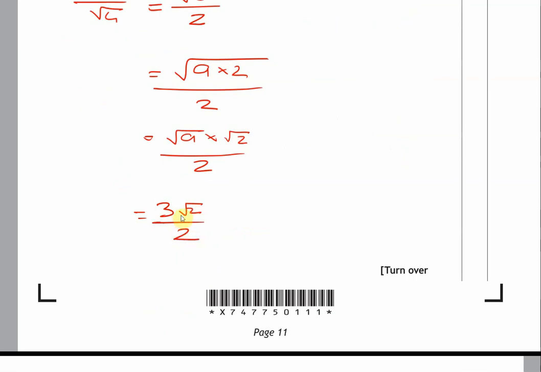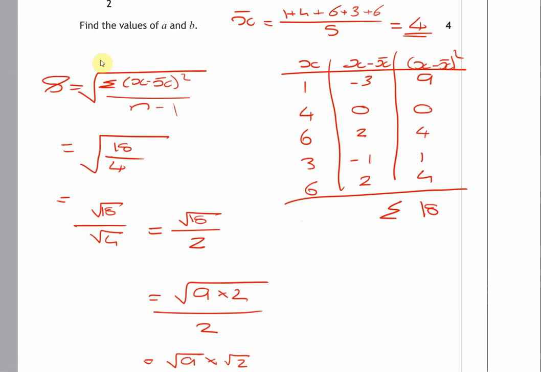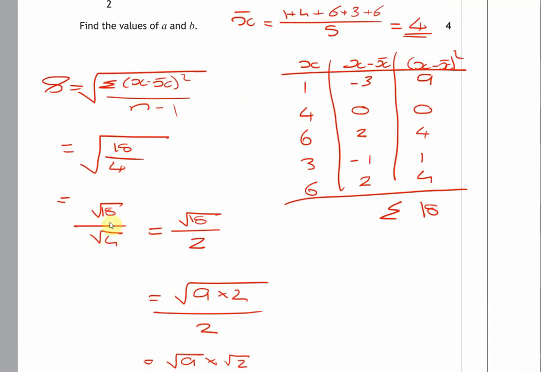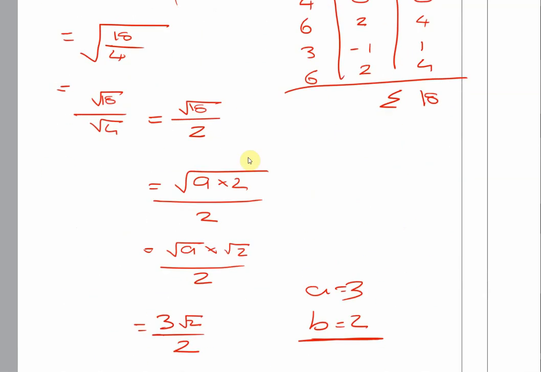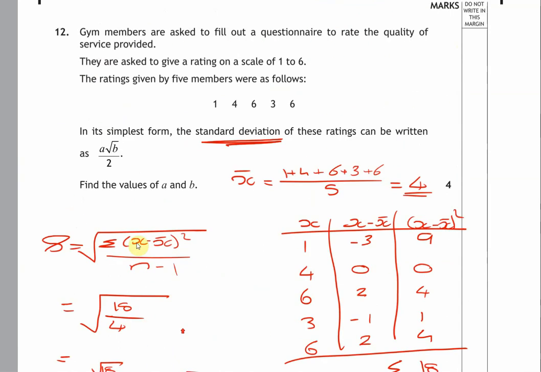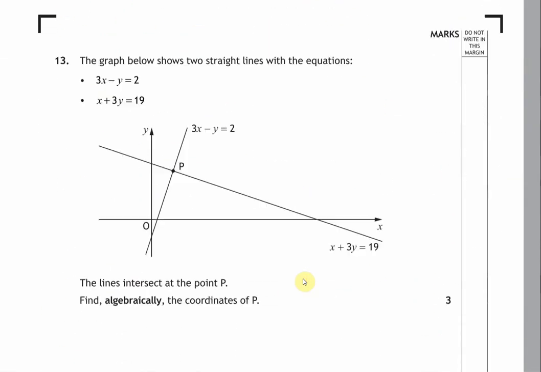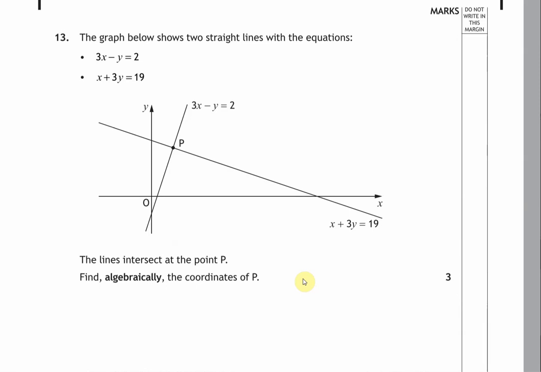So now we will compare this with this, so we can see here that our value of A is 3 and our value of B is 2. So, quite an involved question, but if you follow the process of the standard deviation carefully, draw out your table, and then just start to compare your equation to the one that is given, and then notice that this is a surd, solve using surds, and then compare your final answer in that form, and that will give us A and B respectively.